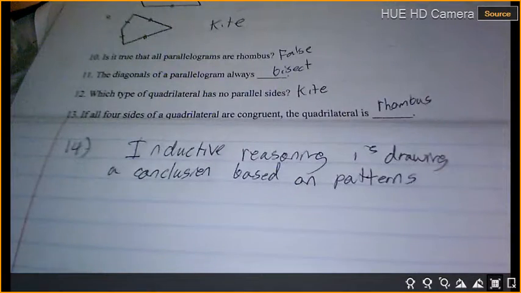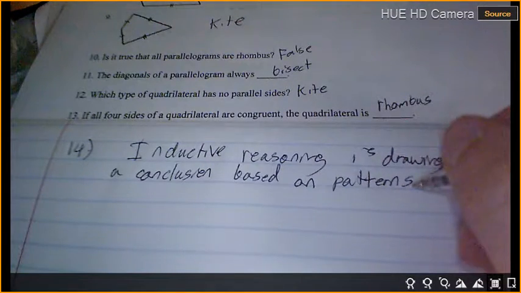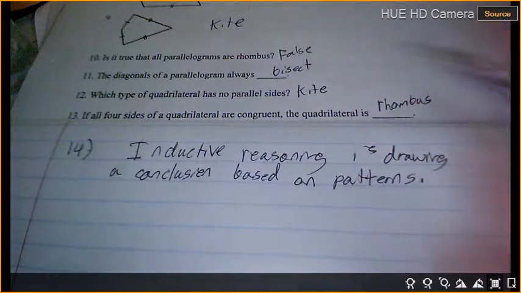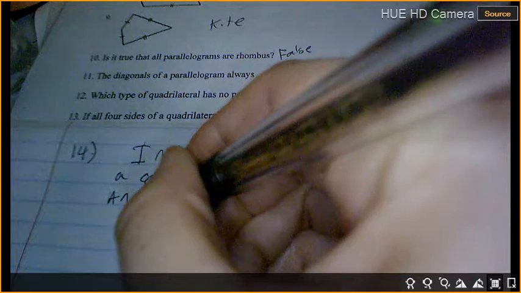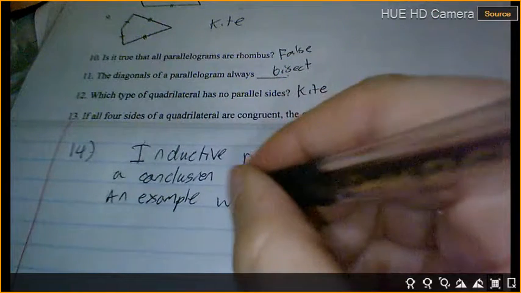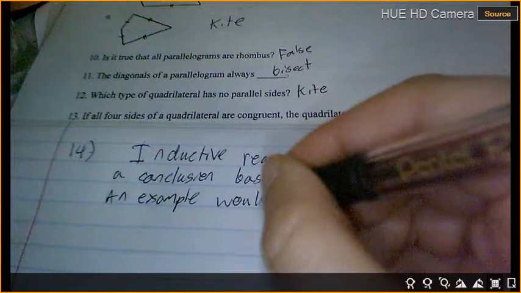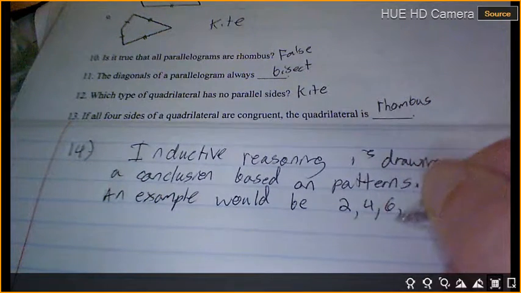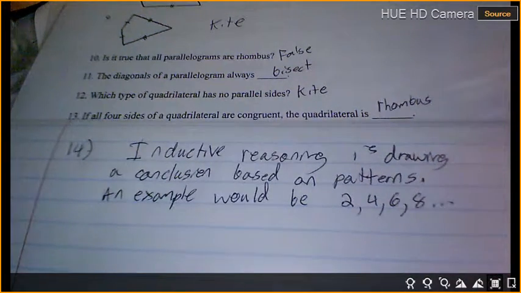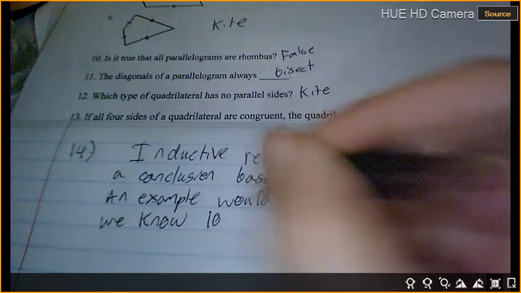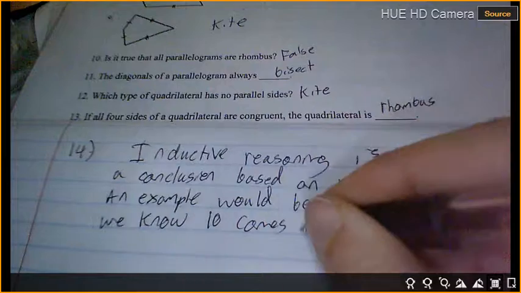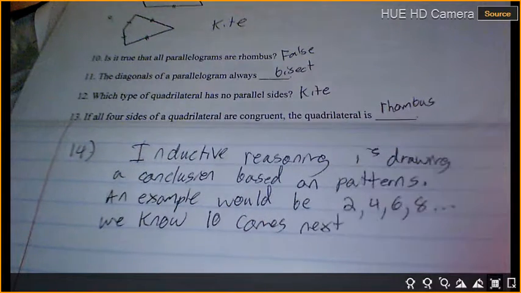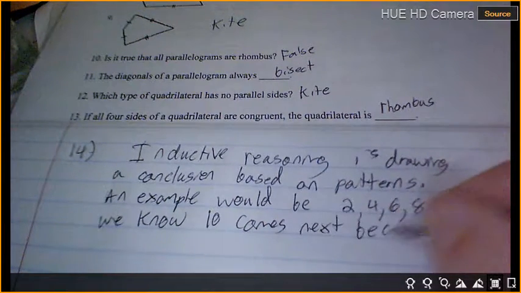And I would do this too. We've got to do this in 4 sentences, right? So then I would say, an example of that would be 2, 4, 6, 8. We know 10 comes next, because it goes up by 2s.